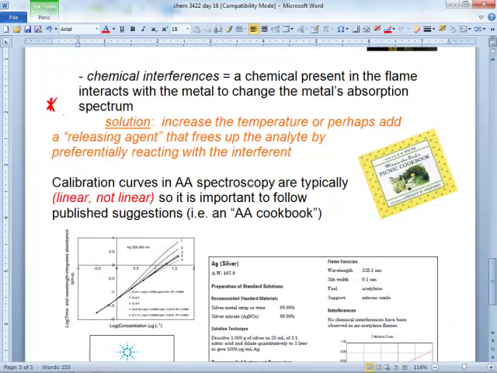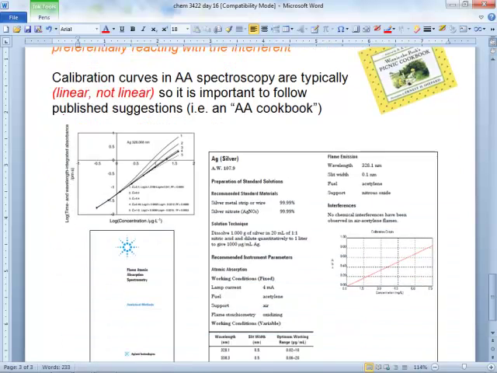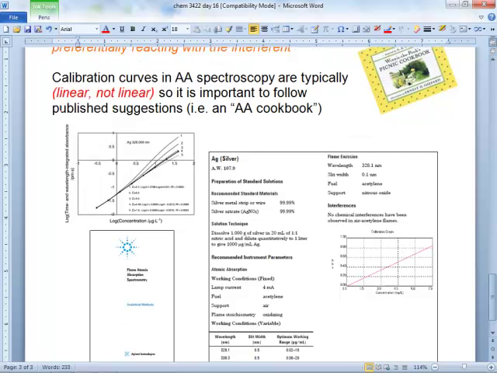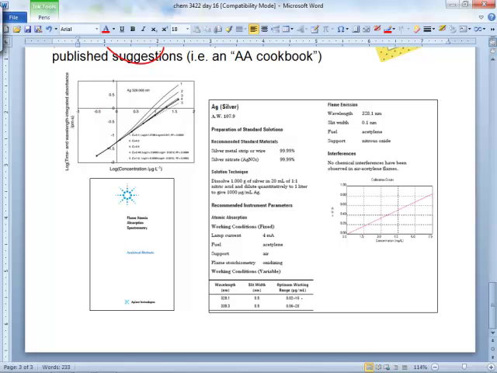We use lanthanum. The last thing is this AA cookbook. Calibration curves are typically not linear. That's why you have to use the cookbook. You follow all the little specs in the cookbook. You pick a concentration range you're interested in, then it tells you the slit width and the wavelength you should use. Someone did all this work.